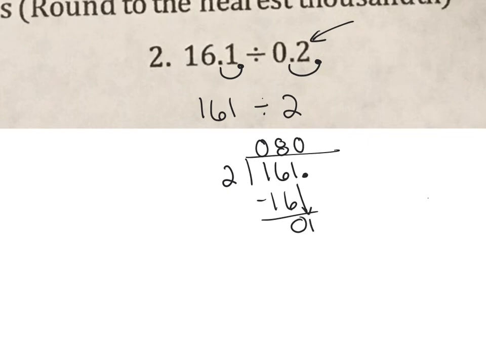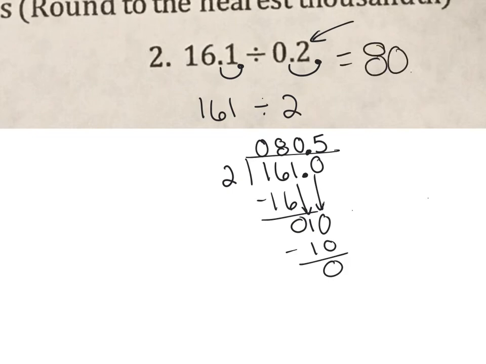So now we're going to have to add a decimal and add a 0. 2 will go into 10 5 times exactly. And now I can stop because I have nothing left over. So my answer for this would be 80 5/10. So you keep going, keep adding zeros until it either repeats or terminates.